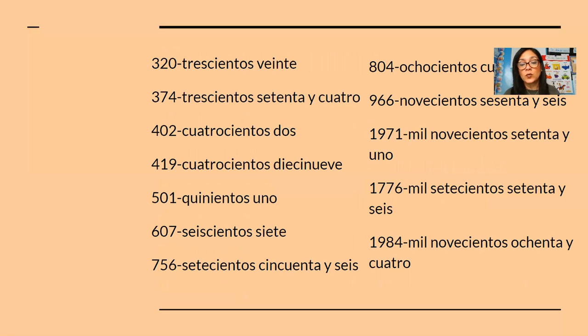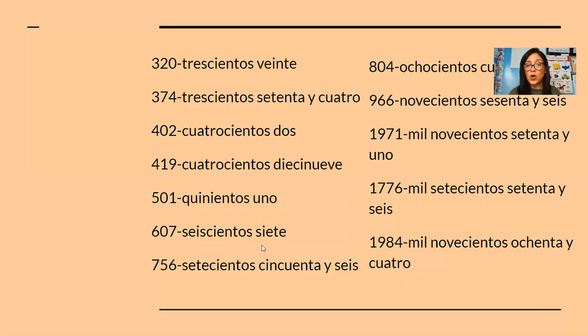Notice when we get to 200, 300, we see the word ciento at the end of the word, and then we added an S. 300. 402. 419. 501. There's no Y there. It's just 501. And if you notice, that's the pattern.